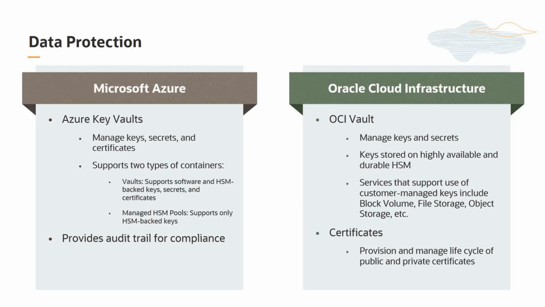OCI also has a service with the name OCI Vault that you can use to manage keys and secrets. The Vault service recognizes three types of encryption keys. The first is master encryption keys, the second is wrapping keys, and the third is data encryption keys. Master encryption keys can have either HSM or software protection mode. There are many OCI services like object storage, file storage, and block volume that integrate with the Vault service to support the use of customer managed keys to encrypt the data.